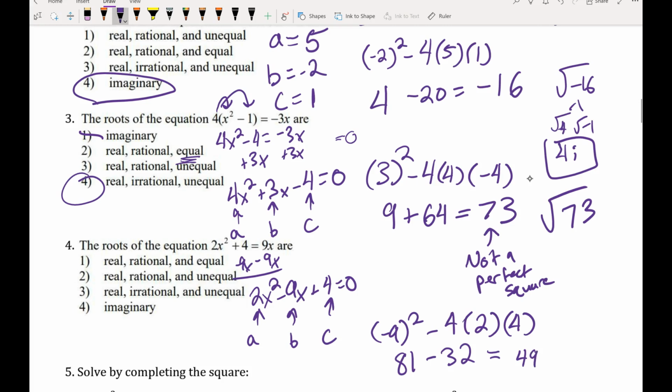If I'm looking at 49, I'm liking the way that looks, because if I take the square root of 49, I know that's just 7. So, in this case, I'm going to get rational roots because I have a perfect square as the discriminant. So, the question is, is it going to be equal or unequal? Well, if I think about negative b plus 7 over 2a and negative b minus 7 over 2a, if I add 7 to something compared to subtracting 7 from something, that's going to change the answer. So I will get 2 distinct roots in this case.